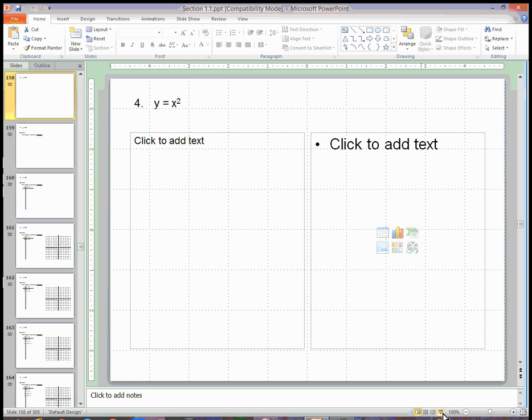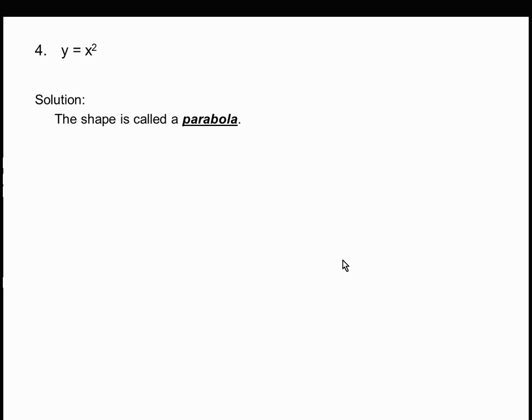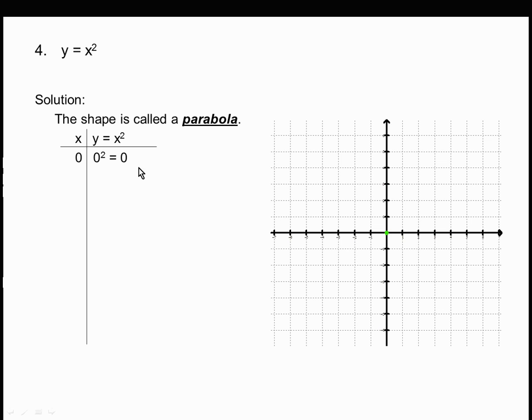Let's go back by hand. Okay, so that parabola is actually again a U shape. So the shape is called a parabola. So I picked x, the equation gives y. Again, let's try some really super easy values. 0. 0 squared is 0. So there's my green dot at (0, 0).